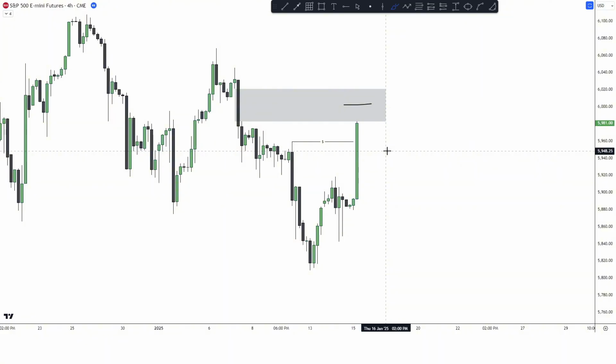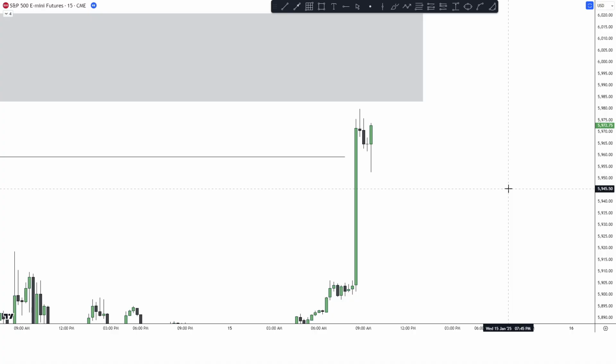Now I'm going to go down to a 15-minute time frame to gain additional context. Actually, now that we're on the 15-minute time frame, this is where we can then frame our narrative, and narrative is simply our draw on liquidity.